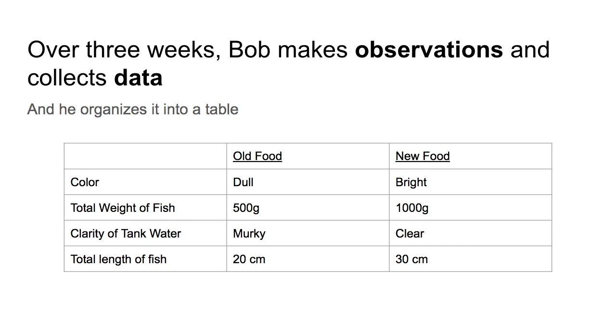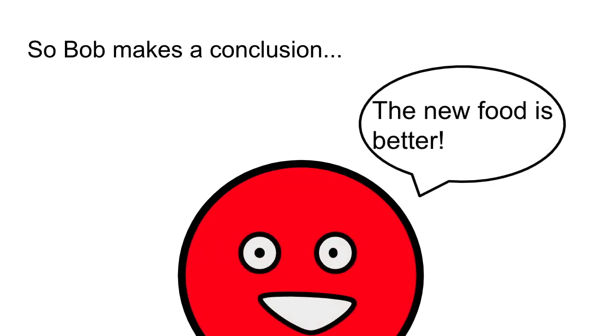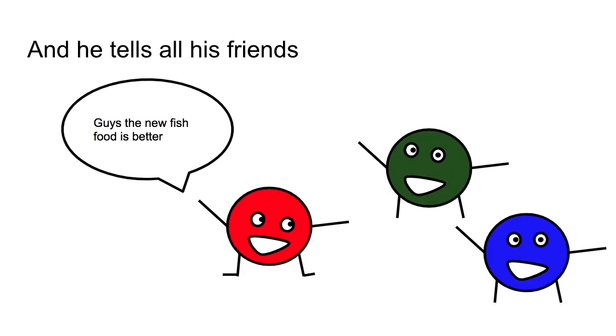He looks at color, total weight of fish, clarity of tank water, and total length. And as you can see, the data for the old food isn't quite as impressive as the data for the new food. Looks like overall, the fish are doing better with the new food. So Bob makes a conclusion. The new food is better. His hypothesis was correct. And he tells all his friends, hey guys, new fish food is better. Oh cool, thanks Bob.